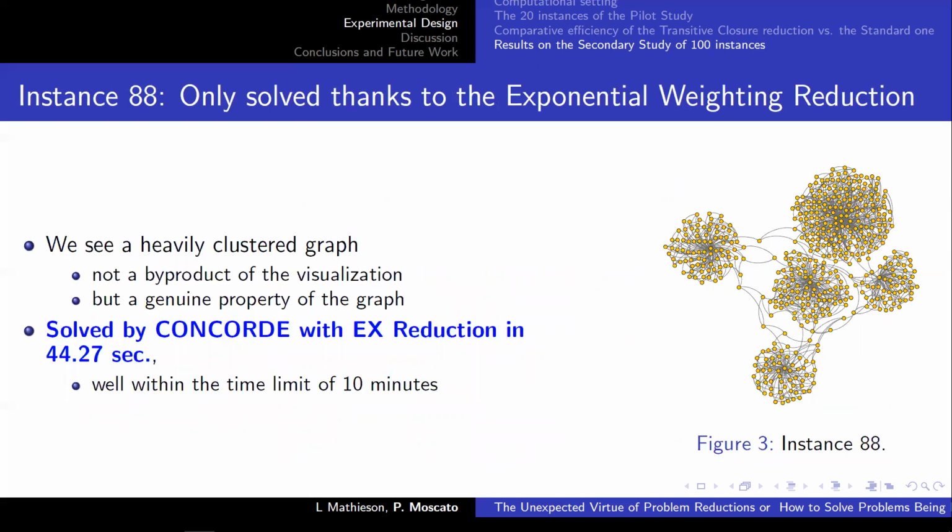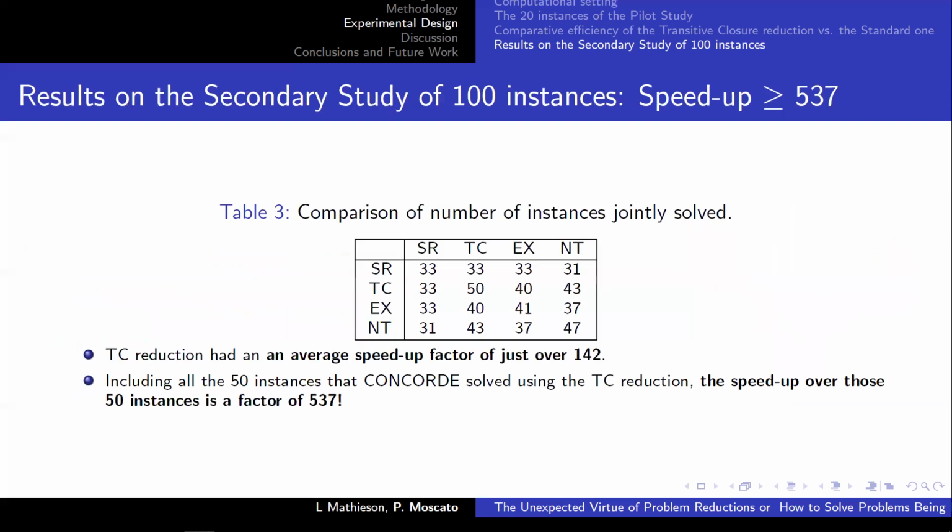Instance 88, for example, was only solved by this exponential weighting reduction, and it shows that there are like clusters of nodes, and they are connected by some bridges among them, and Concord was able to solve it in 44 seconds, which is well within the time limit, but no other method was able to solve it.